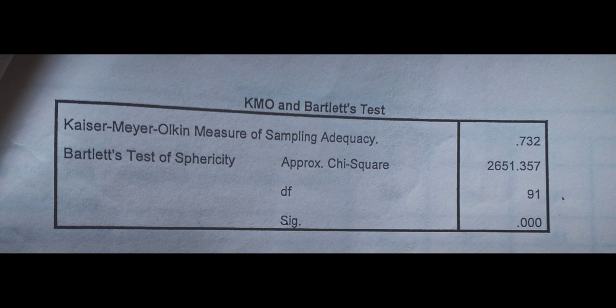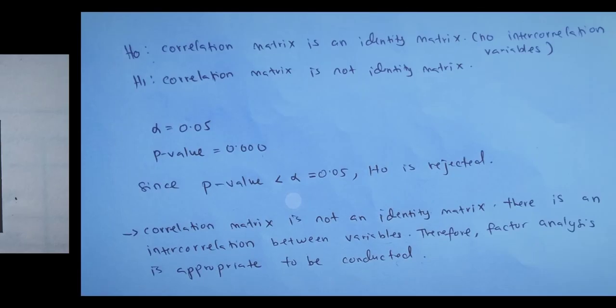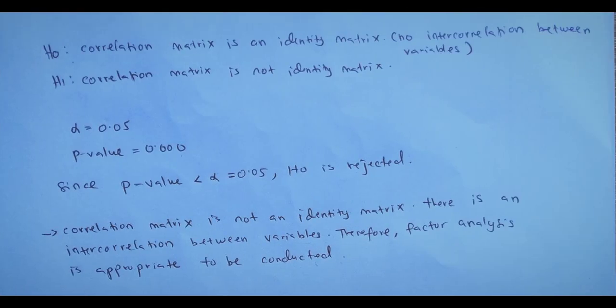Okay, so we see the Bartlett value, 2651. So dia punya P value adalah 0. So kita boleh buat, we can conduct the test. It will be like this. H naught is correlation matrix an identity matrix. H1 correlation matrix is not an identity matrix. Okay, we compare the p-value with alpha 0.05. Since p-value less than alpha, so H naught is rejected.